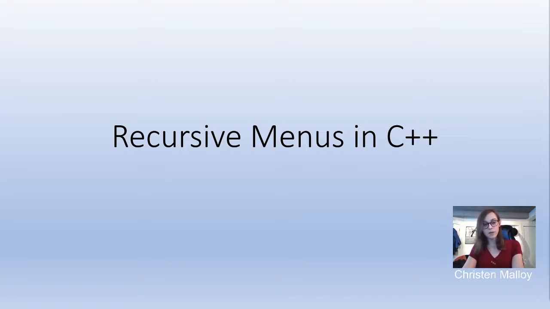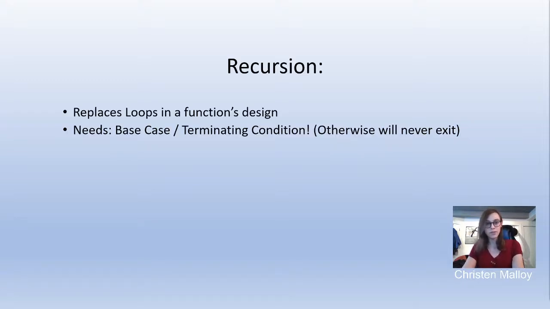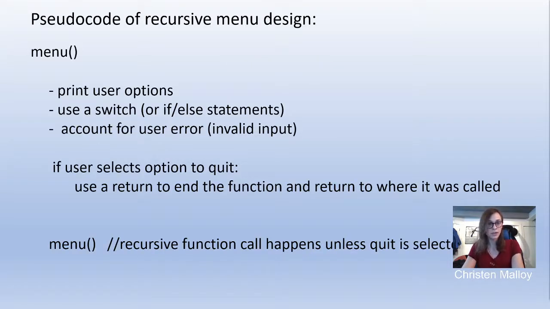In this video, we will talk about how to implement recursive menus in C++. To use recursion in a menu design, we will use recursion to replace loops in the function's overall design, which means that we will call a function within itself over and over again unless we meet a base case or a terminating condition. If we don't add a base case or a terminating condition, then the function will continue to run forever.